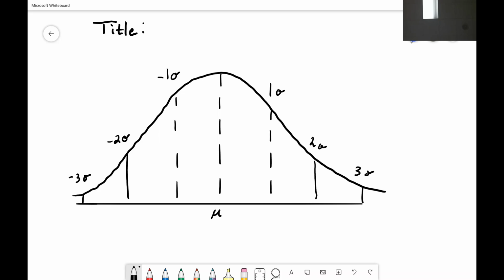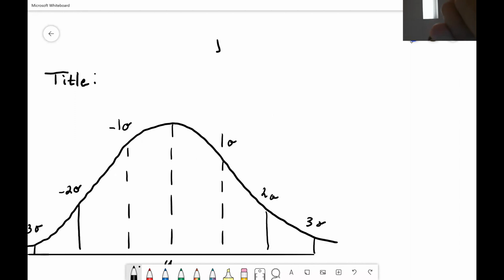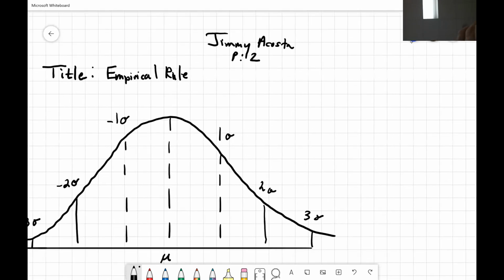Let's say you put your name on the upper right-hand corner of the paper. Right, that's what you would be doing on the test. It would be nice sometimes if you put your period, just in case the paper gets scattered on a different stack. And then the title here, you would call this Empirical Rule. So that's one point.